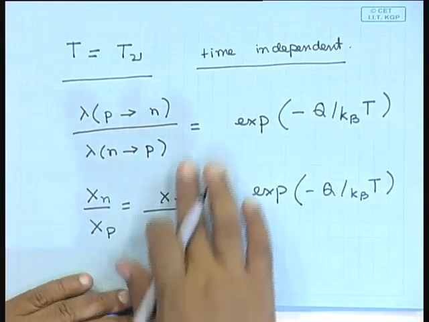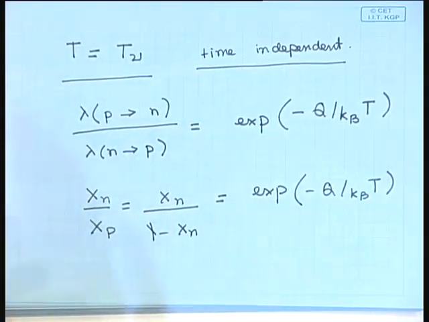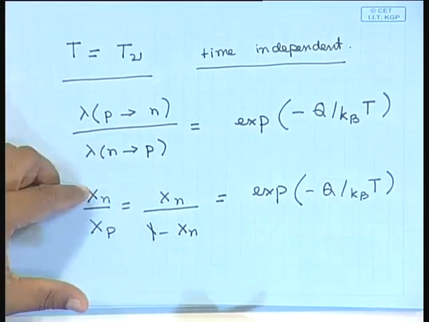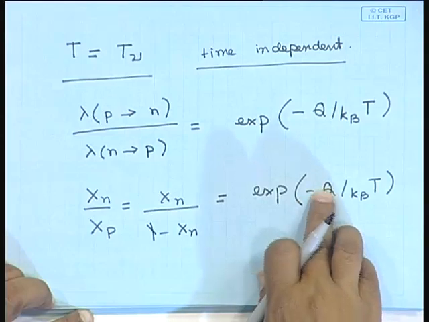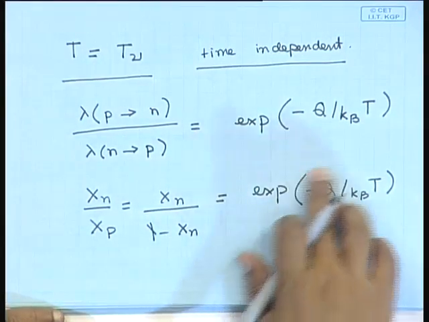Okay. So if the temperatures of the neutrino and of the electrons were the same, and if the whole thing were time independent, then the ratio of the neutrons to protons would be exactly given by exponential minus the energy difference by kBT. This is what you would expect. They would have the Boltzmann distribution.